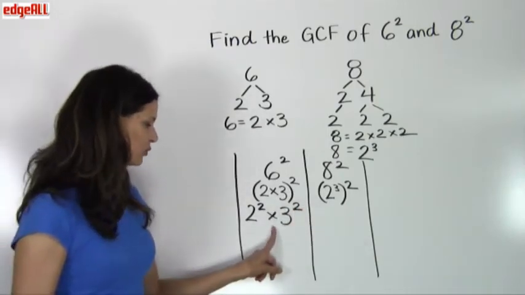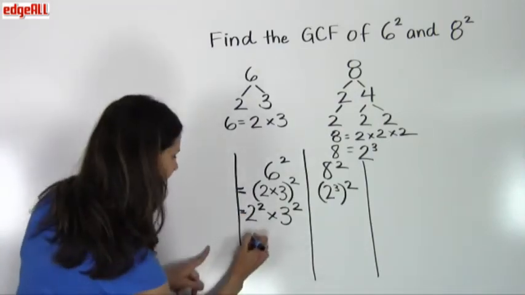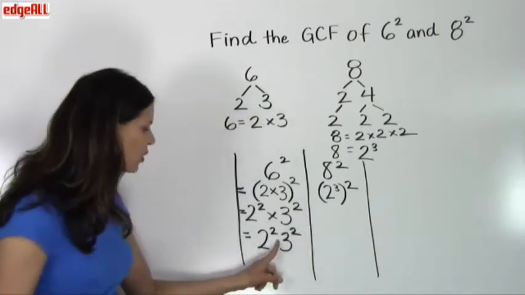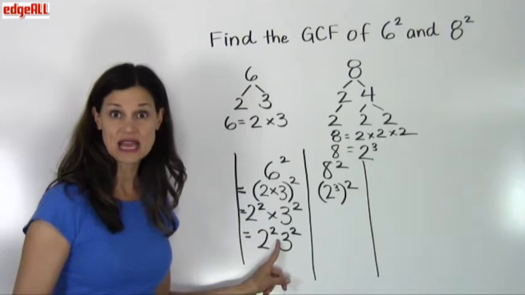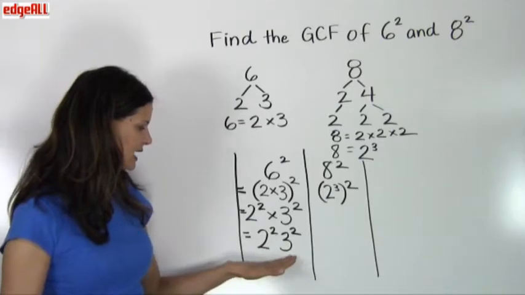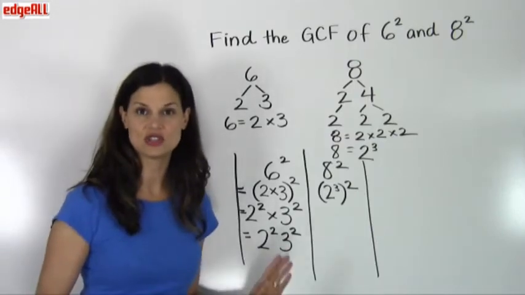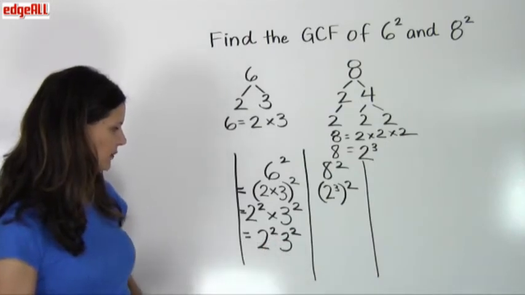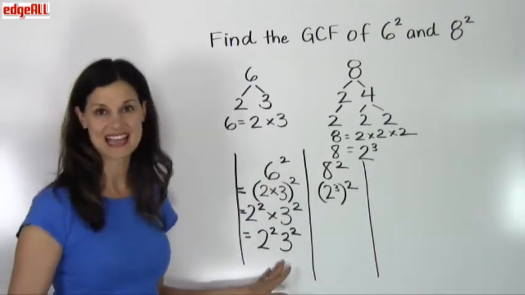Now another way that I can write this in notation, so I should be putting equal signs here, is I can say this is the same as 2 squared 3 squared, and I don't even have to have that little x for multiplication in between the two. Sometimes you will see it with an x in between, sometimes with a dot, and sometimes you'll simply see it like this: 2 squared 3 squared, which is the same as 2 squared times 3 squared, or 2 to the power 2 times 3 to the power 2. So that is our prime factorization of 6 squared using exponents.